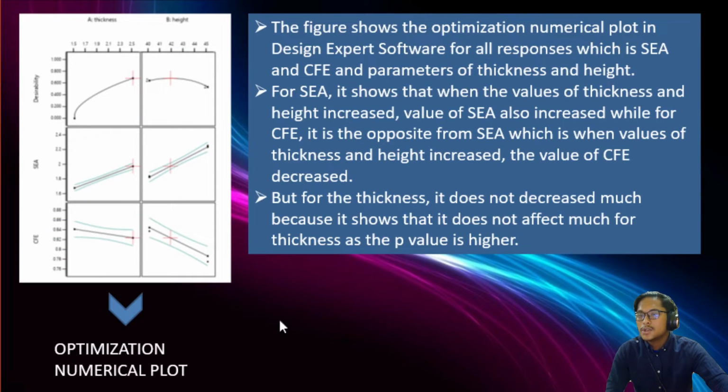This figure shows the optimization numerical plot in Design Expert software for all responses, which are SEA and CFE, and the parameters of thickness and height. For SEA, it shows that when the values of thickness and height increase, the value of SEA also increases, while for CFE, it is the opposite of SEA, which is when the values of thickness and height increase, the value of CFE decreases. But for the thickness, it does not decrease much because it does not affect much, as the p-value is higher.